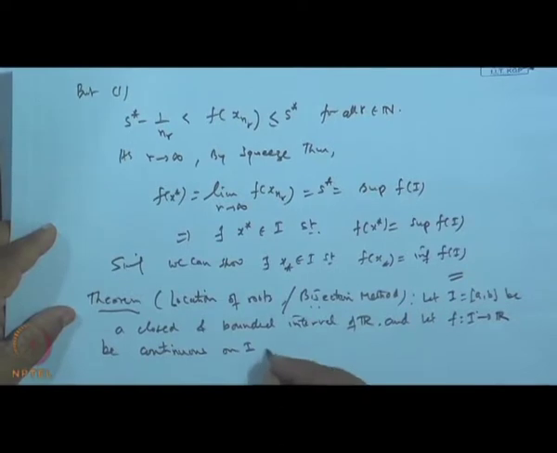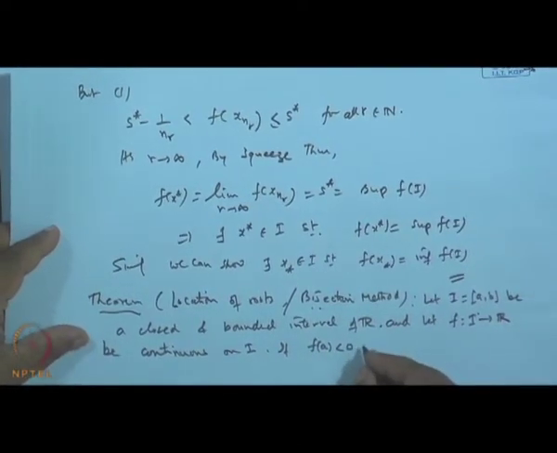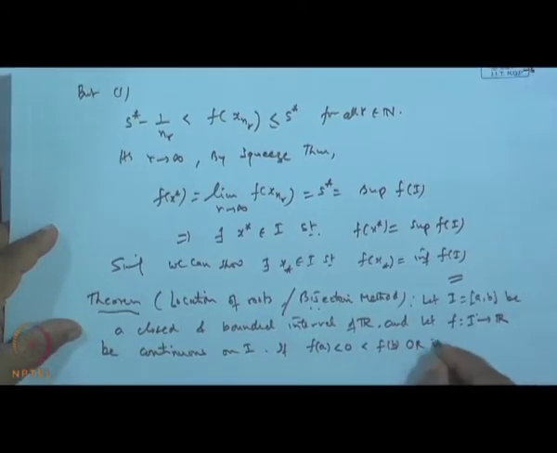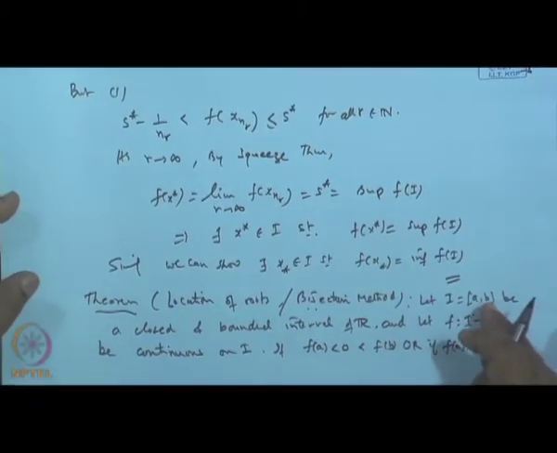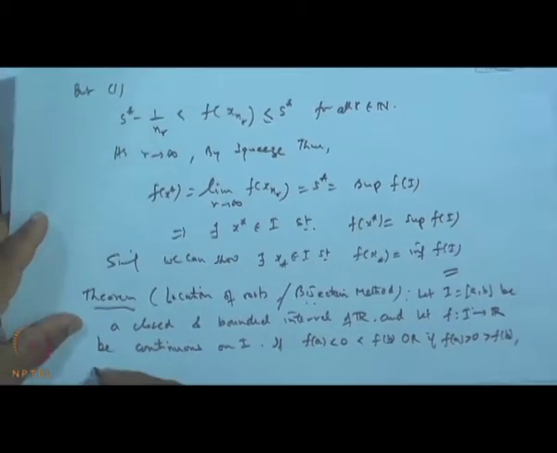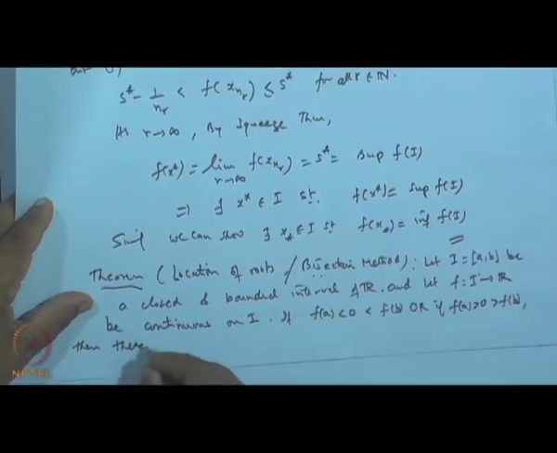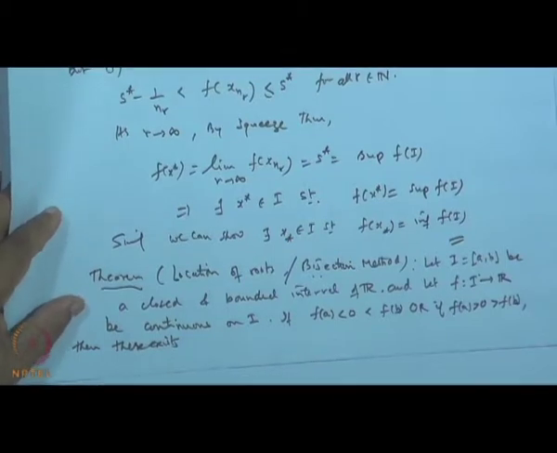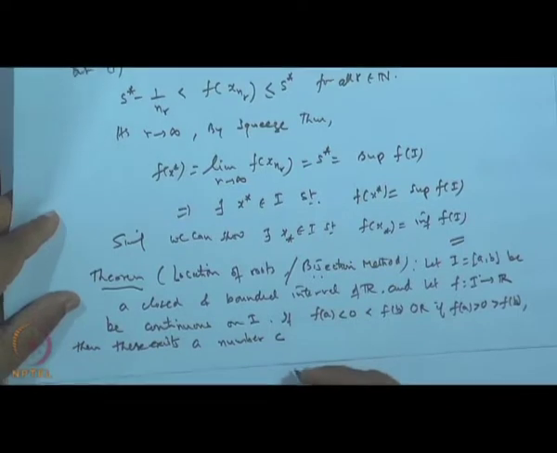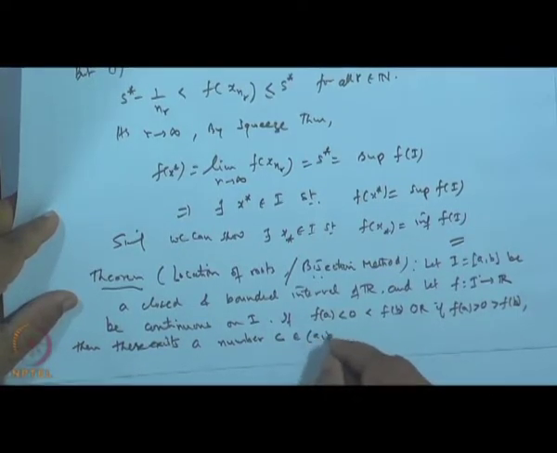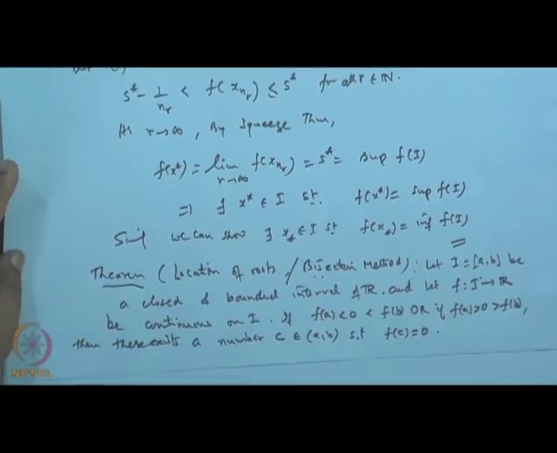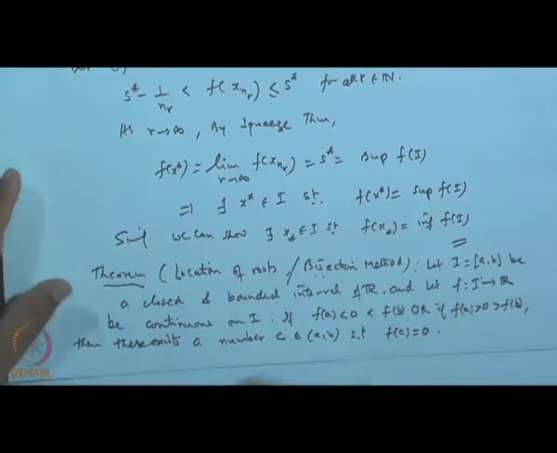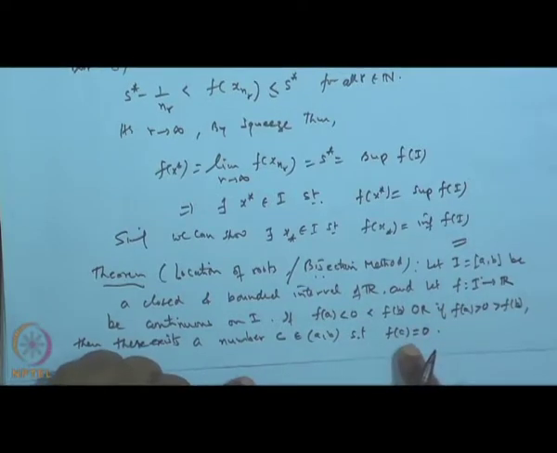Now, if at the point a it is negative and at the point b it is positive, or if at the point a it is positive and at the point b it is negative, that is, at the corner points the function attains different signs, then there exists a number c belonging to the interval (a, b) such that the value of the function at the point c will be 0. So, this shows that we can identify the root of the function if a function is defined over a closed interval [a, b] which has alternate signs.